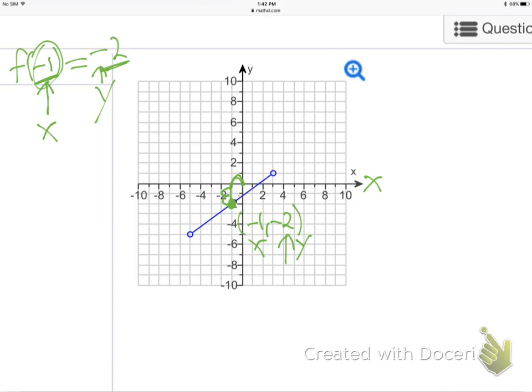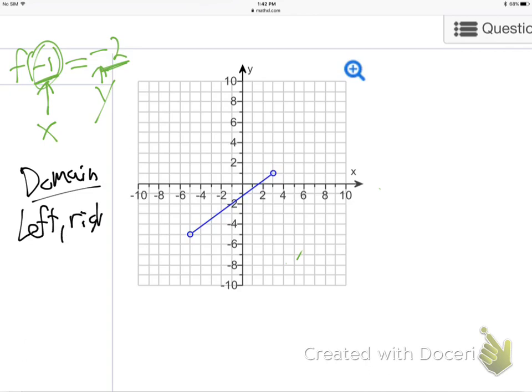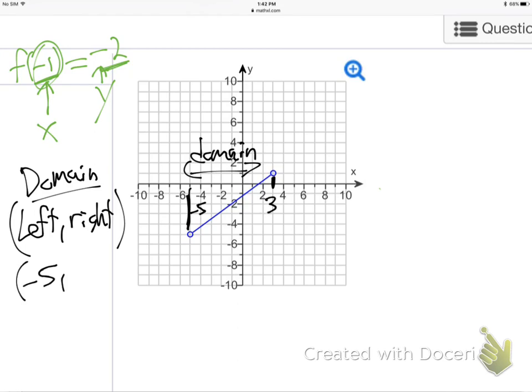All right, next part of this question asks, what's the domain? So let's try this again. Remember what domain is? Domain is width covered, sideways, x's, and range is up and down, y's. So domain is sideways. Basically it's left edge, comma, right edge, and you're going to put parentheses around them. What's the left edge? How far left does the graph go? Here's the left edge, here's the right edge. The left edge is -5. The right edge is +3. So from -5 to +3, that's the domain. That's the width.